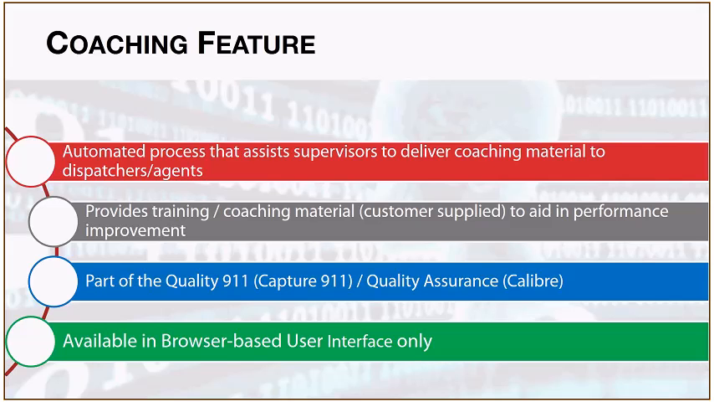So this actually provides some additional opportunity for those people that are providing that service to also have the training material to give to the customer that they can put up on their system, and then as you're doing the grading, the reports or the training materials can be delivered directly to those particular agents. And this is actually built into the Quality 911, Capture 911, and Quality Assurance in Calibre.